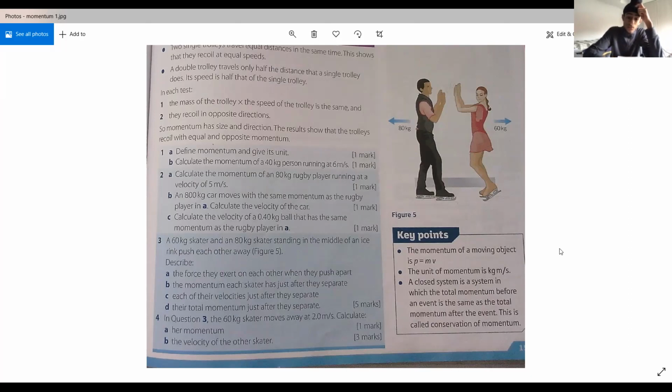Okay. So just to remind us what we learned about, we learned about momentum, P, which is just the product of the mass times the velocity. I'm just reading off the key points here. The key thing is that a closed system is a system in which the total momentum before an event is the same as the total momentum after the event. So what we say is that momentum is conserved.